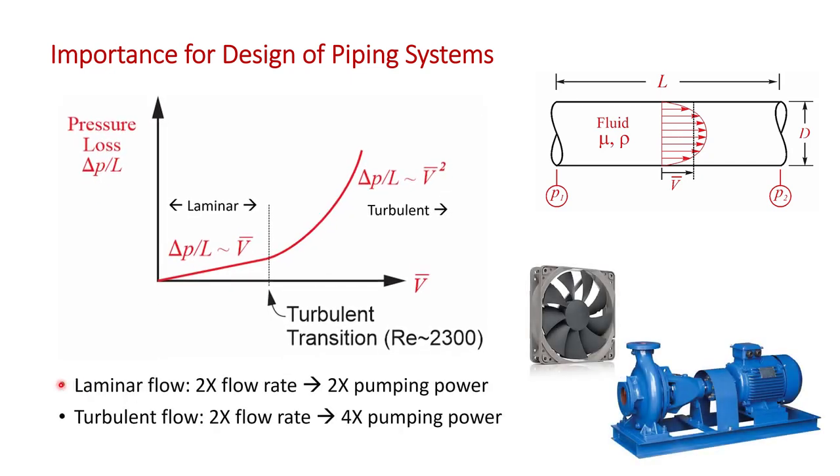So in the laminar flow regime, if you want to double the flow rate, you have to have 2 times the pumping power to overcome the pressure loss, which varies linearly with velocity. Whereas in the turbulent regime, because the pressure loss varies as velocity squared, if you want to double the flow rate, you have to provide 4 times the pumping power. We'll discuss calculating the amount of pumping power when we get to Chapter 3.